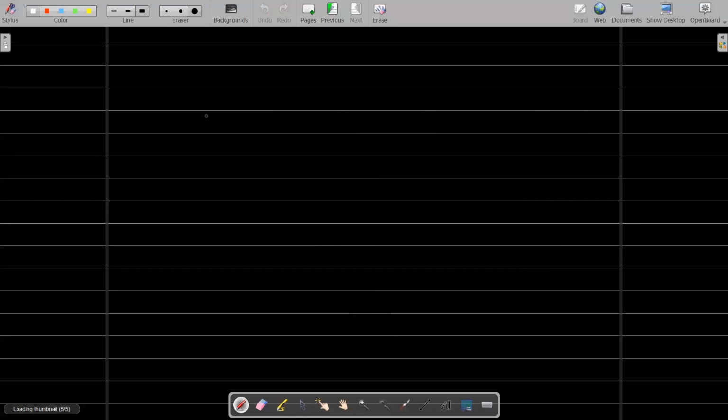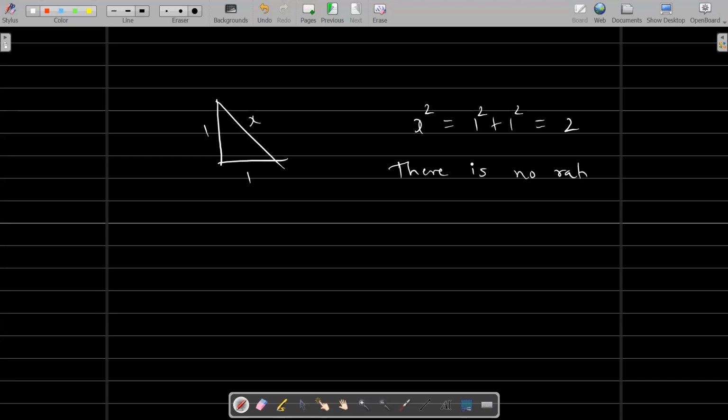Okay, so let's say suppose this side is x. These two are 1, and everyone must be knowing Pythagoras theorem. So what we get? x square equal to 1 square plus 1 square, right? So that is 2. And what Hippasus meant was there was no rational whose square is 2. Okay, that was the statement. So there is no rational whose square is 2.